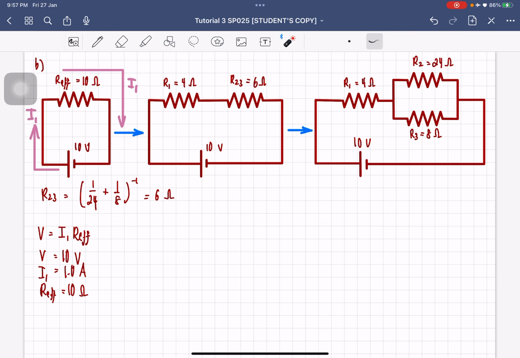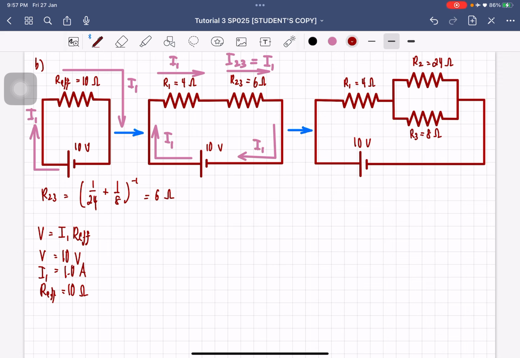So what is the current flowing here? It is basically I1 also. So I1, and then the current flowing here is also I1. Okay, wait, I'm just going to label I1 here, and the current flowing through this resistor is also I1, it should be. Right, so this is I1, this is I1, this is I23, which is equal to I1 since they are connected in series.